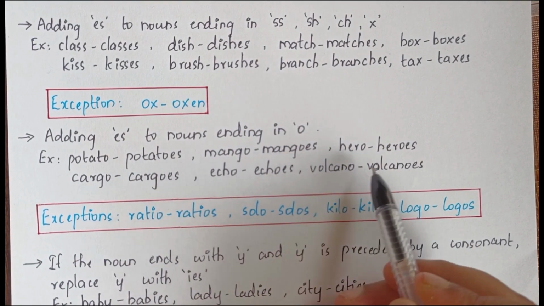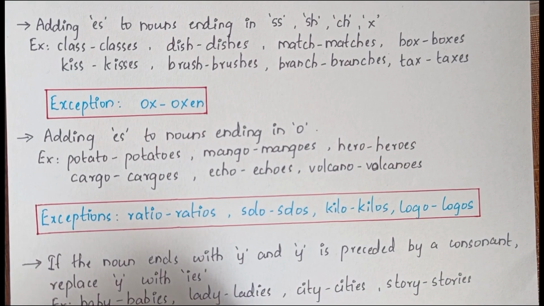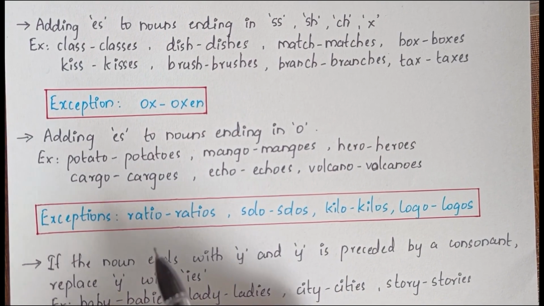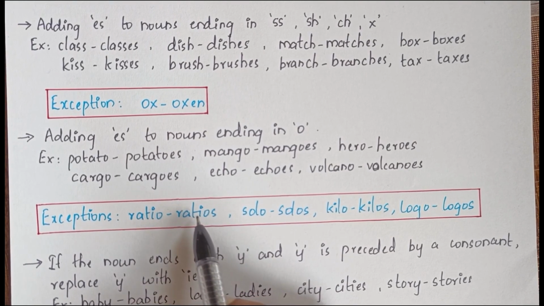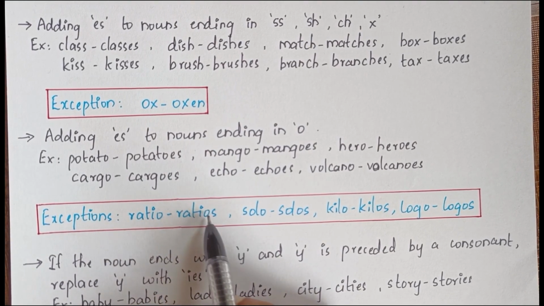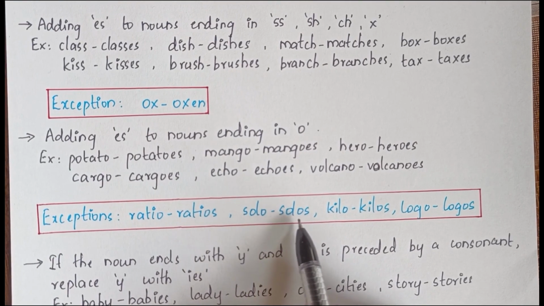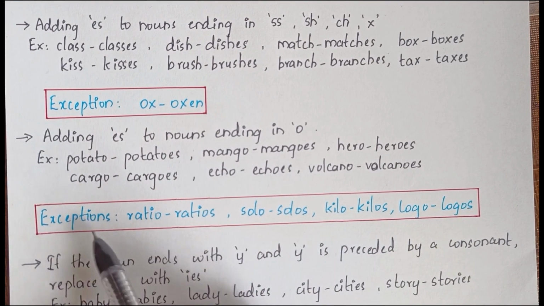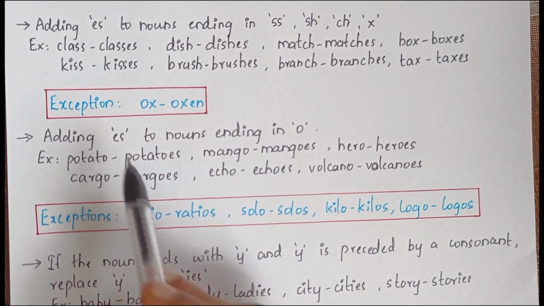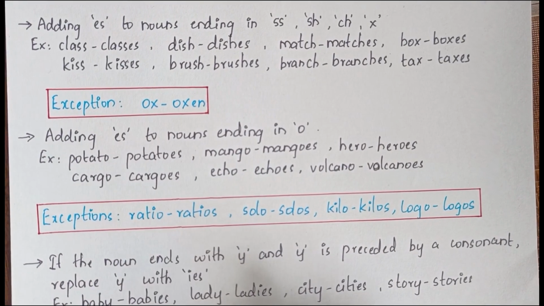Here also we have some exceptions, like ratio. It is by adding s only. We should not add es. It's ratio and ratios. Solo, solos. Kilo, kilos. Logo, logos. In all these examples we should not add es. We should add only s to the singular noun to form its plural.